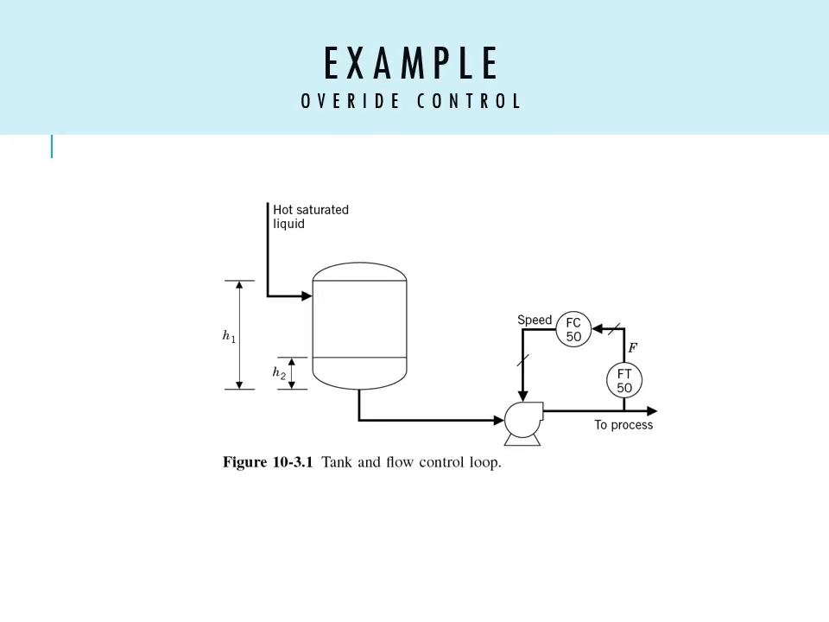The figure shows the tank and flow control loop, so we can implement the override control in order to control the height of the tank. Under normal operation, the level in the tank is at high H1. If the liquid level drops to H2, it will cause cavitation at the pumps. It is necessary to design control schemes that avoid these conditions.